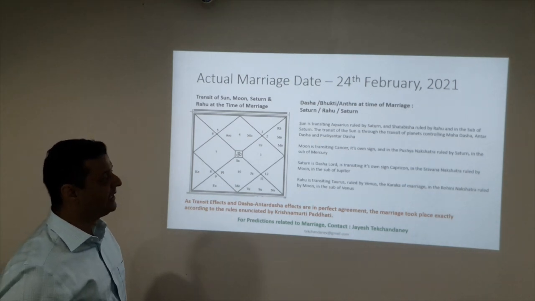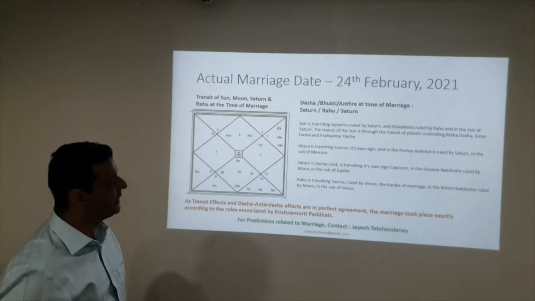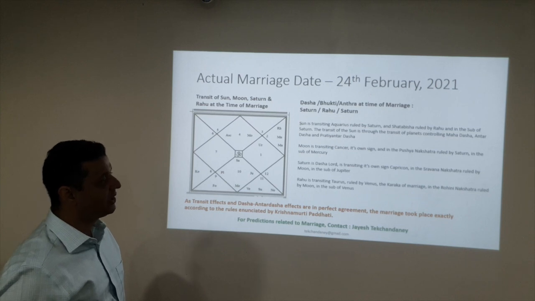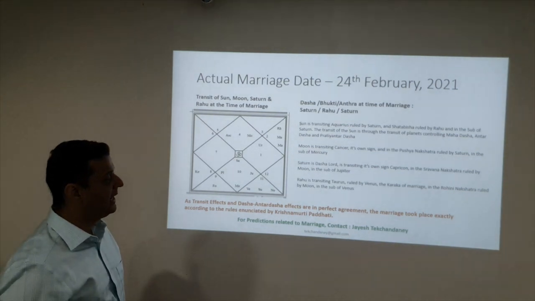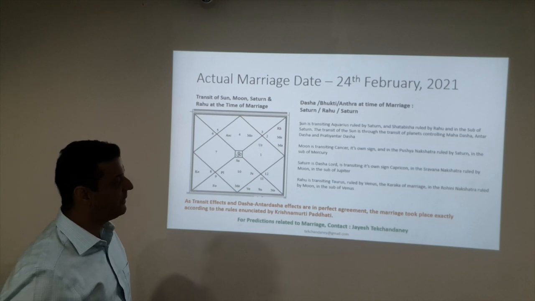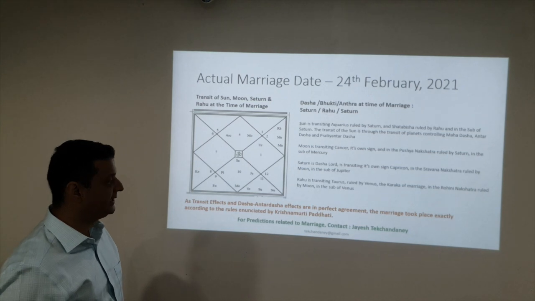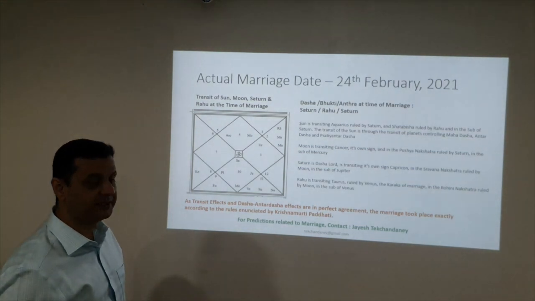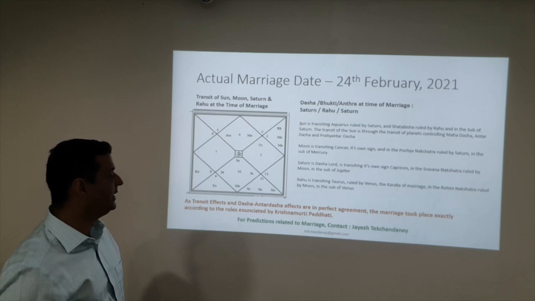The Moon is transiting Cancer, its own sign, in the Pushya Nakshatra, again ruled by Saturn, in the sub of Mercury. Saturn, which is the Dasha Lord, is transiting its own sign Capricorn, in the Shravana Nakshatra ruled by Moon, in the sub of Jupiter. And Rahu is transiting Taurus, ruled by Venus, the Karaka of marriage, in the Rohini Nakshatra, ruled by the Moon and in the sub of Venus. And as I said, Venus is in close conjunction with Saturn in the natal chart.